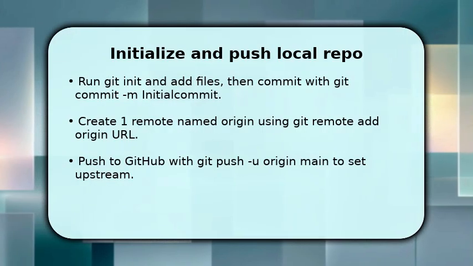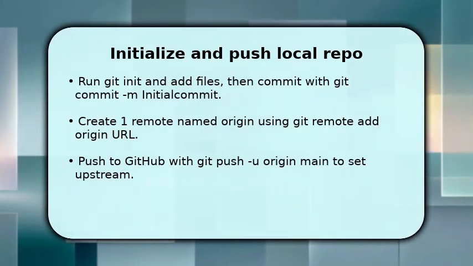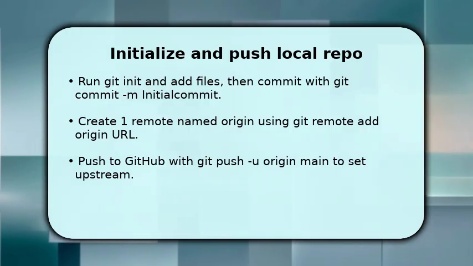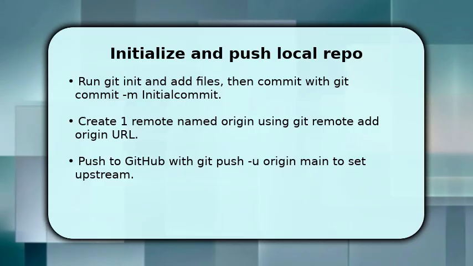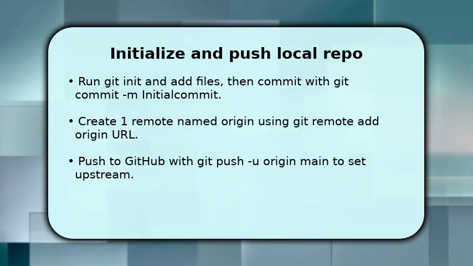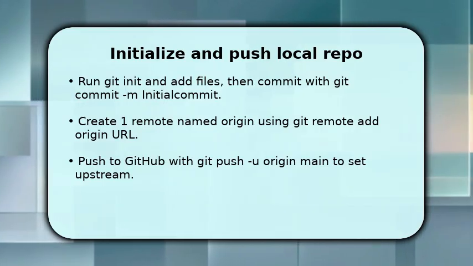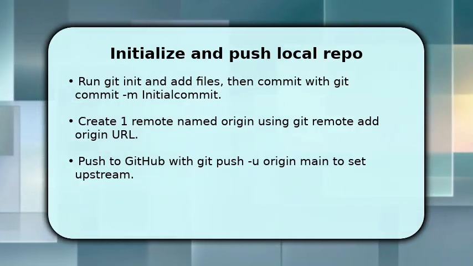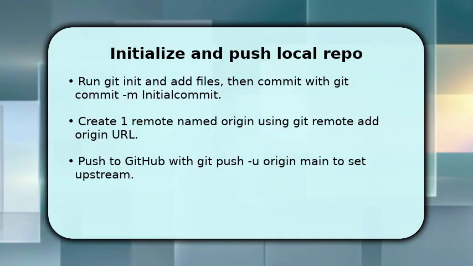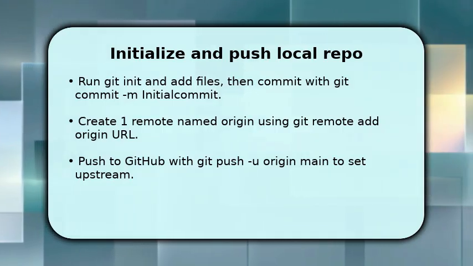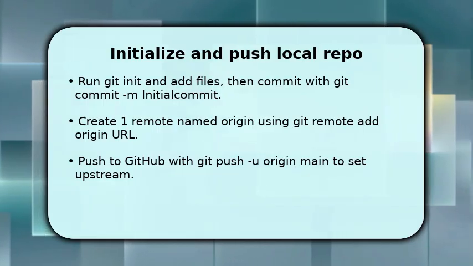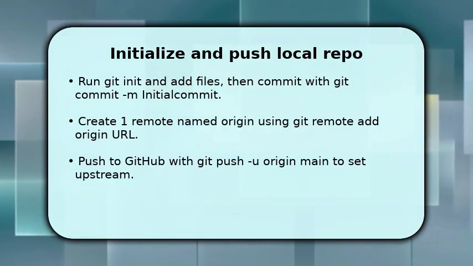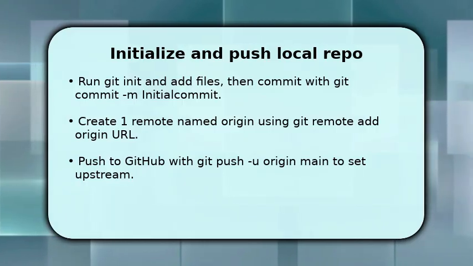On your local machine, open a terminal in the project folder and run git init to create a new repository. Stage files with git add, and commit with git commit -m "initial commit". Create one remote named origin using git remote add origin, followed by your repo URL copied from GitHub. Verify the remote with git remote -v. Push the local main branch to GitHub with git push -u origin main to set the upstream tracking branch. Confirm the files appear on the GitHub repository page.